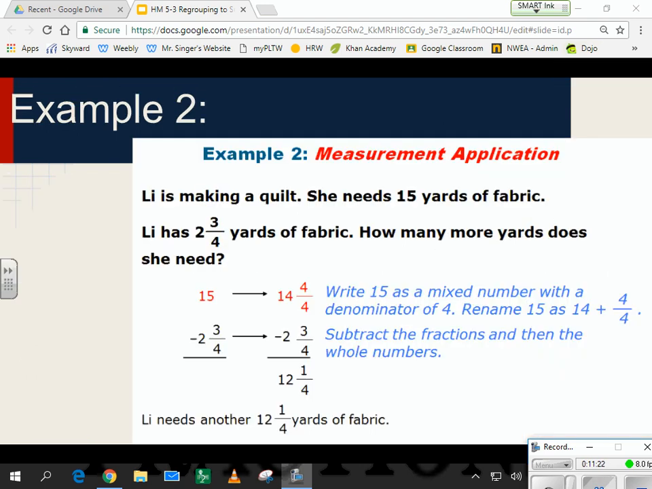So sometimes you're going to have word problems. Here's an example of a word problem where you're going to be subtracting and have to regroup. The biggest difference between example 1 and example 2 is being able to find the information that's important from the problem.